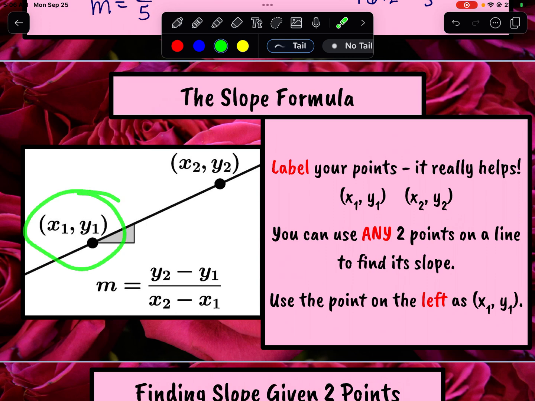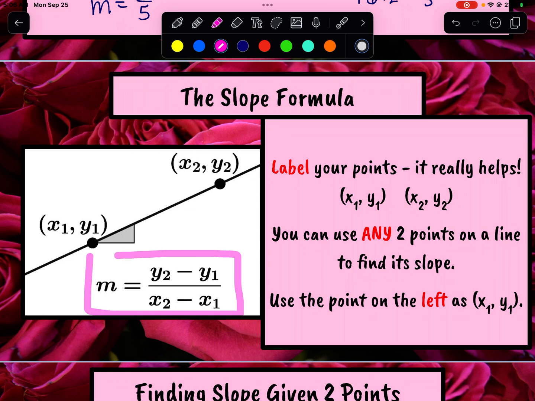And then your formula, you will be using this a lot, is y2 minus y1 over x2 minus x1. And it's really easy to get your x's and y's and 1's and 2's mixed up. So it's a really good idea, 1, to label your points, and 2, to look at your formula every time. Don't just assume you know what goes where, because especially when you're on a test, it's easy to make that mistake.